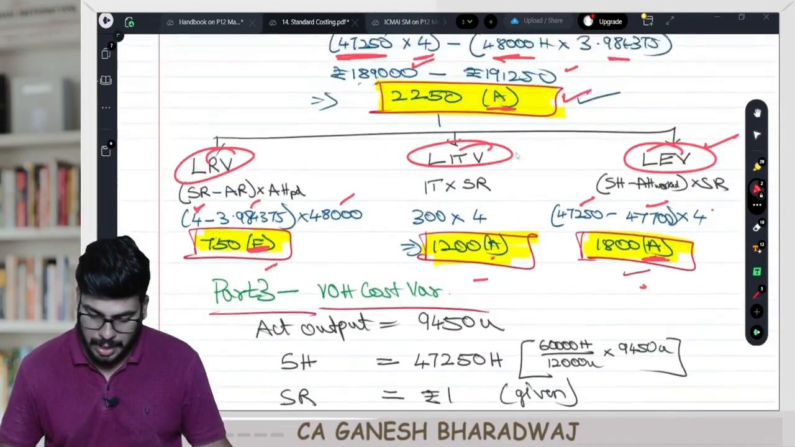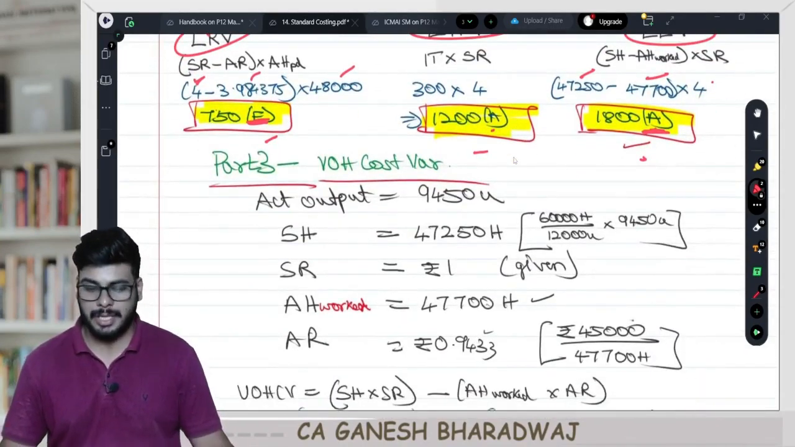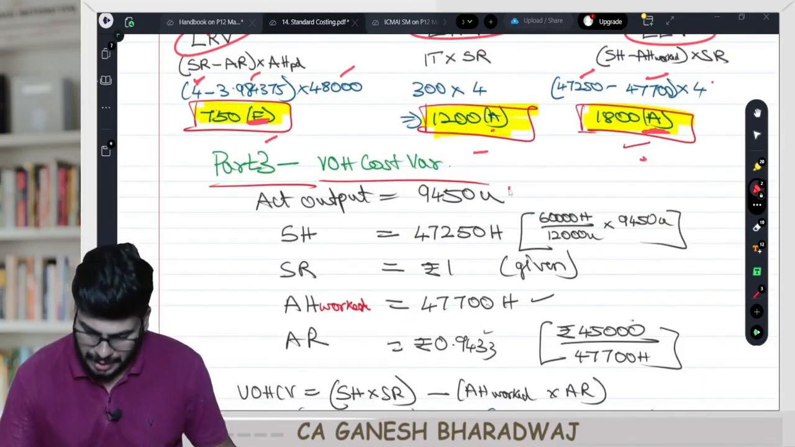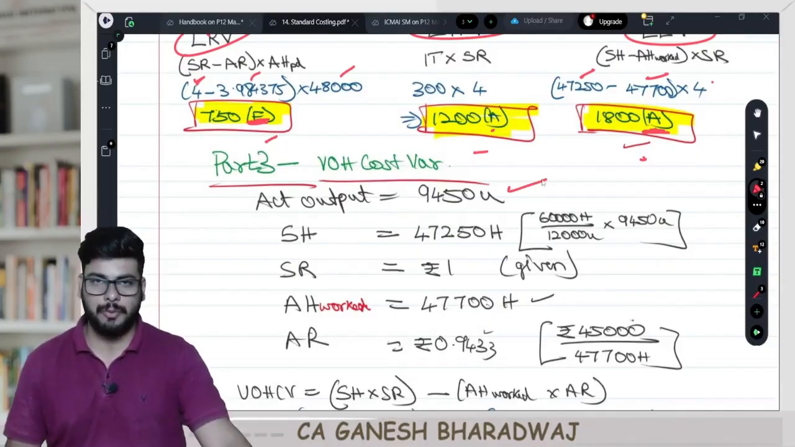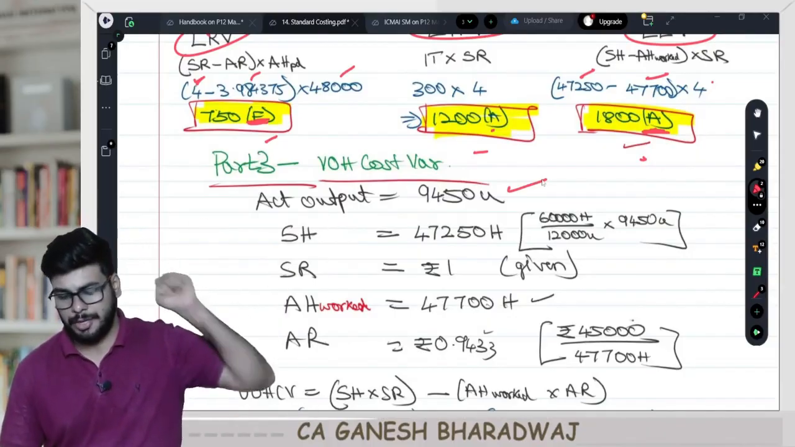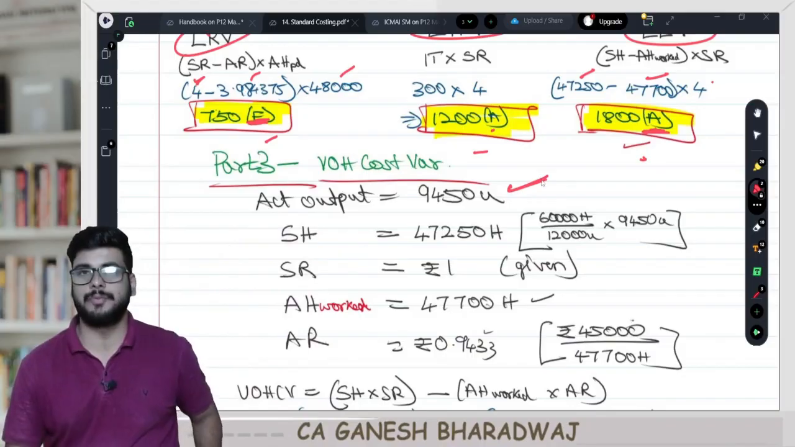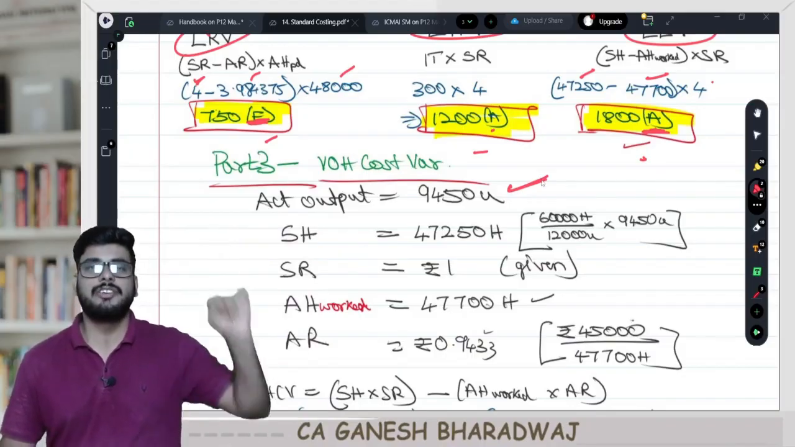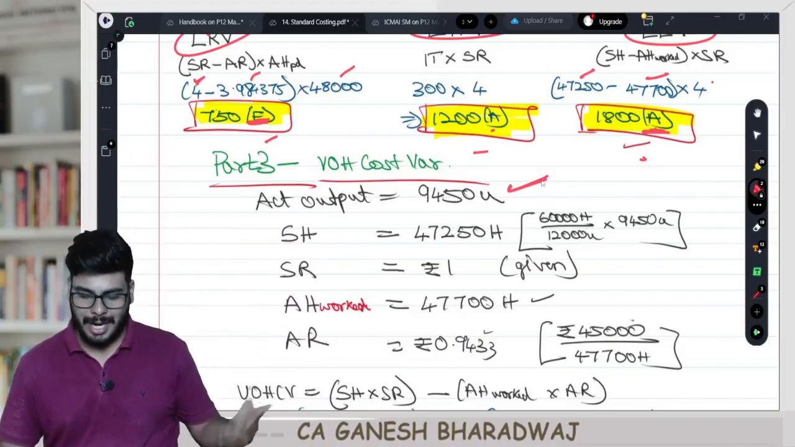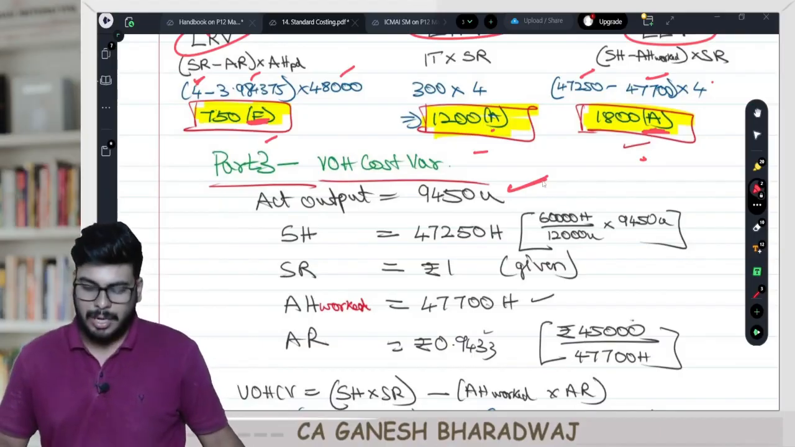Next one, variable overhead cost variances. Now for the purpose of variable overhead, once again, we know that the actual output by consuming the variable overhead, how many units were produced? 9450. Clear with this, guys? So what do you need? You need standard hours, standard rate, actual hours, and actual rate. Clear with this, guys?